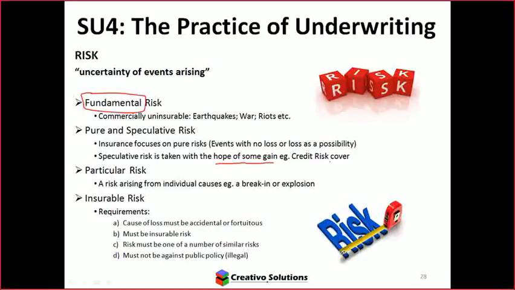Speculative risk is taken with the hope of gaining something. So gaining something is slightly different. A speculative risk would normally be looking at some sort of gain, and the provision of insurance may act almost like preventing you from doing something that will give rise to that event. So if I'm looking at a speculative risk, we're looking at the hope of some gain. What is the gain going to be?